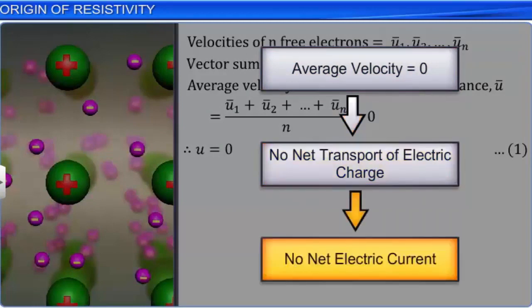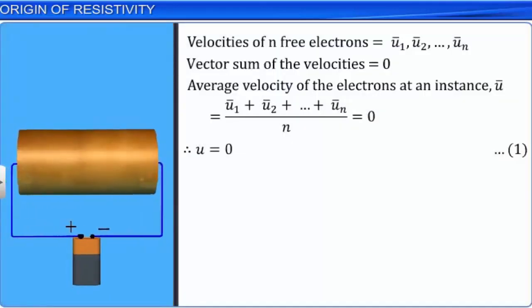Now let us consider a conductor connected to a source of electromotive force, such as a cell or a battery. When the conductor is connected to an external source, an electric field is applied across the conductor. Due to the electric field, the free electrons are accelerated in the direction opposite to that of the field.